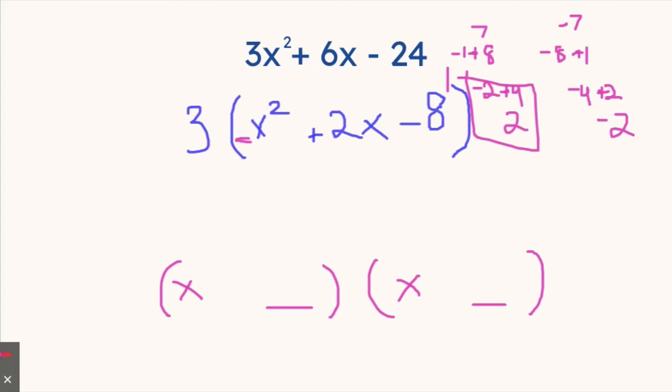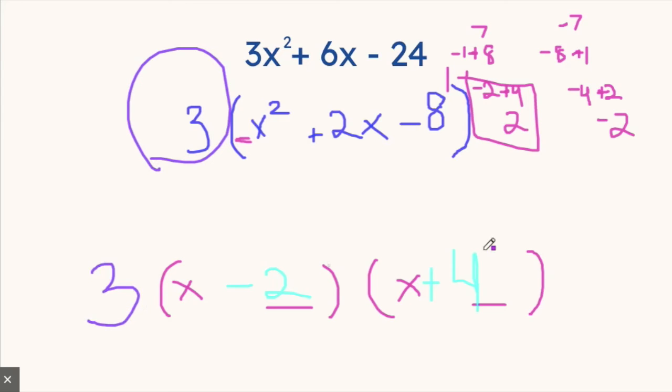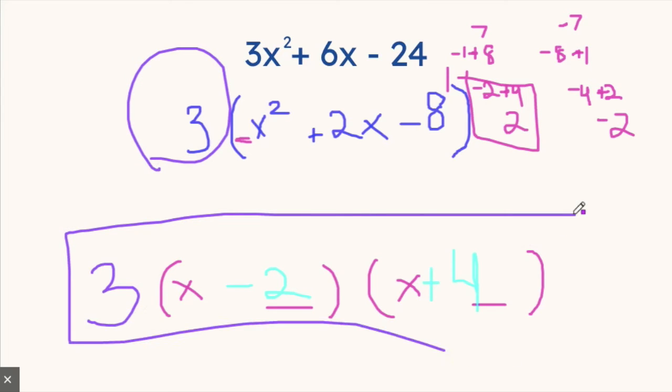So we just simply take those numbers, -2 and 4, and put them in. That's +4. So our answer, when we factor whatever is in the parentheses, is x minus 2 times x plus 4. And we had a 3 outside, so we just put that 3 down. And this is how you factor this question.